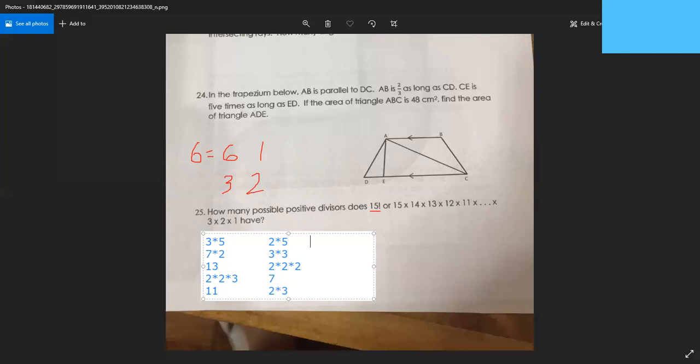And then for 5, that is only 5. For 4, that is 2 times 2. For 3, that is only 3. For 2, it's only 2. And then I won't write 1 anymore. Now, let's try to write the prime factors here.